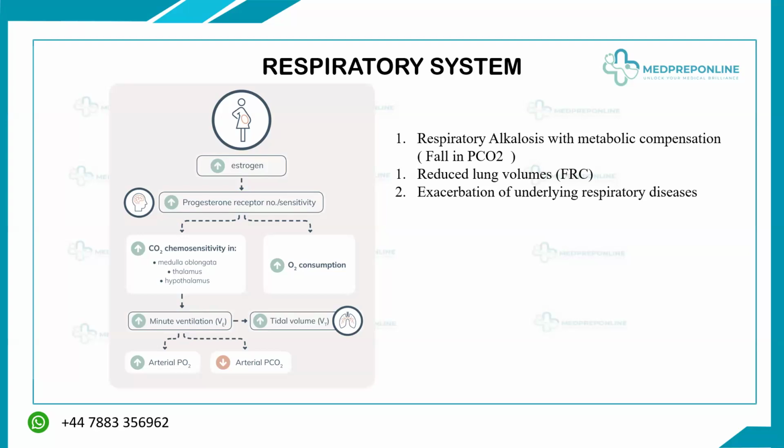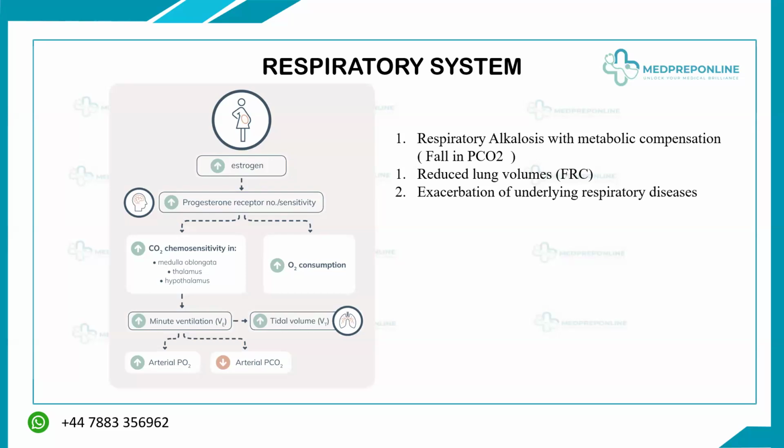So how this occurs is there is an increase in estrogen as well as progesterone. So what this does is the receptors which are present in the brainstem, they are sensitive to the levels of carbon dioxide. So all of this will increase the CO2 sensitivity in the medulla oblongata at the thalamus and hypothalamus level. Along with that, they will also increase the consumption of oxygen, right? So because of which there'll be an increase in the minute ventilation as well as the tidal volume. So the amount of air that is breathed in and breathed out, as well as the rate and depth of inspiration, will increase. This will lead to an increase in arterial PO2 and a decrease in arterial CO2.